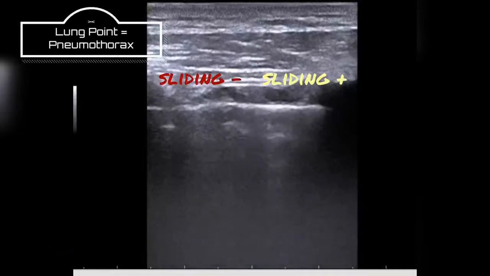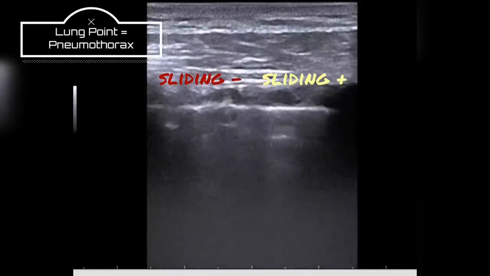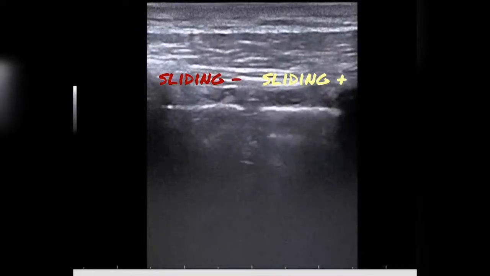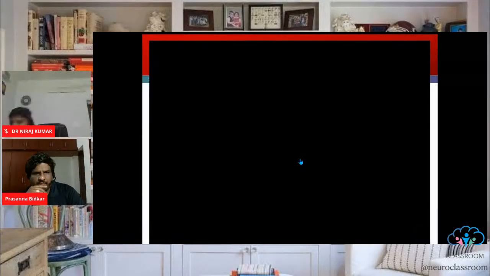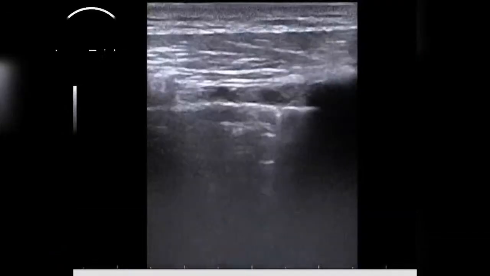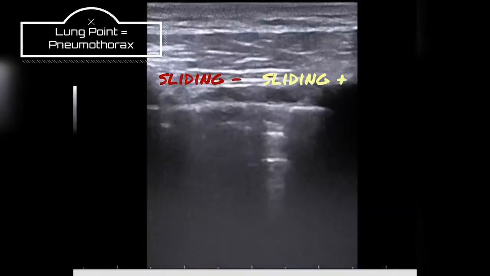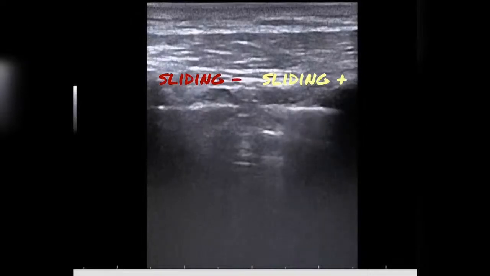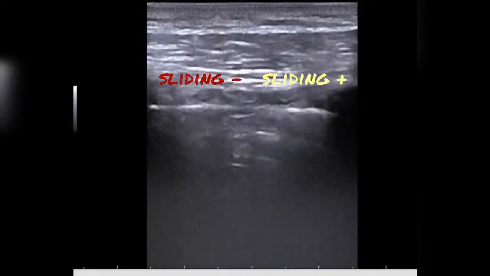This is about lung point. You can see that on the right side, the pleura is moving, but on the left side, pleura is not moving with the respiration. Please run the video again, because this is about lung point.